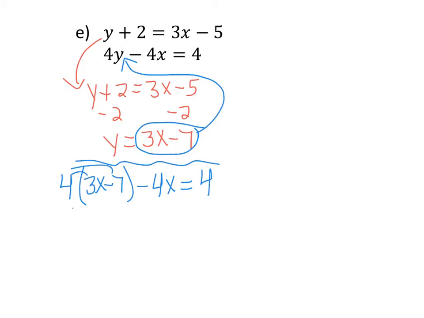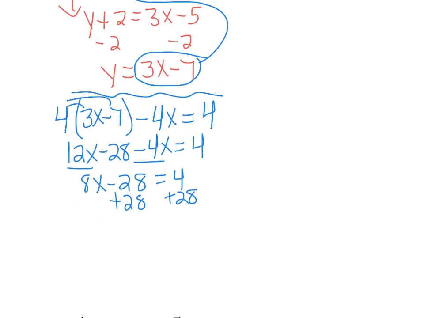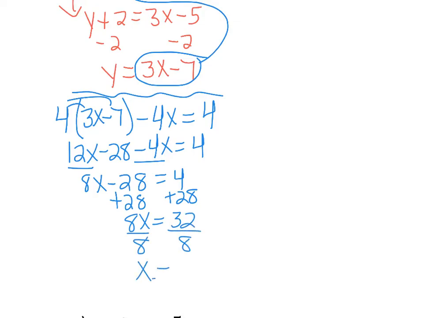Go ahead and solve this multi-step equation. Let's distribute. 12x minus 28 minus 4x equals 4. Combine your like terms. 12x minus 4x is 8x. 8x minus 28 equals 4. Add 28. We get 8x equals 32. Divide by 8. And we get x equals 4.